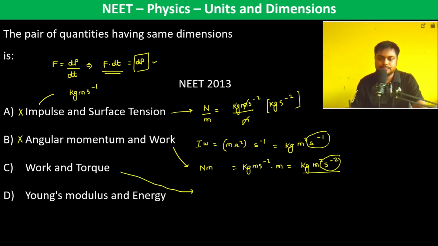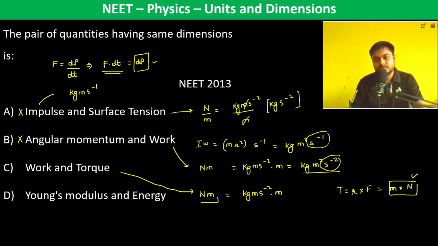Work and torque. So work is again Newton meter, which is kg m s minus 2 into m, and torque is r cross F, which is again meter into Newton. So this is again Newton meter. So therefore this is the option which is correct.